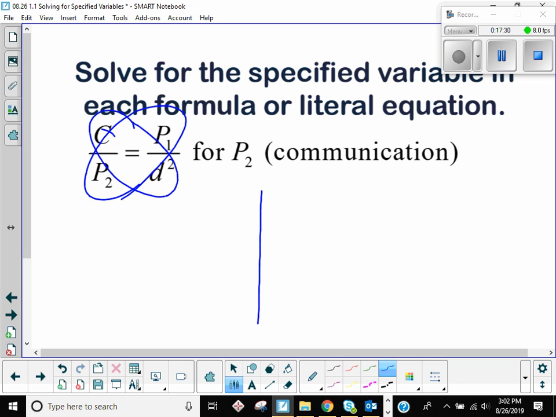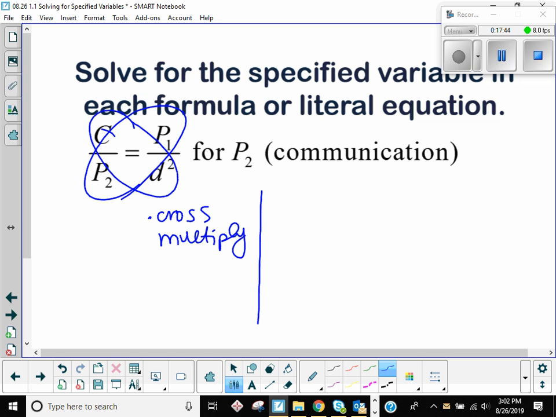Here's how cross multiplying works, because I know when you don't do it regularly, you forget what the trick is. That means you multiply across one diagonal. So if I was going upper left, bottom right, that would be CD squared. And it equals the other diagonal. And that's how you cross multiply.